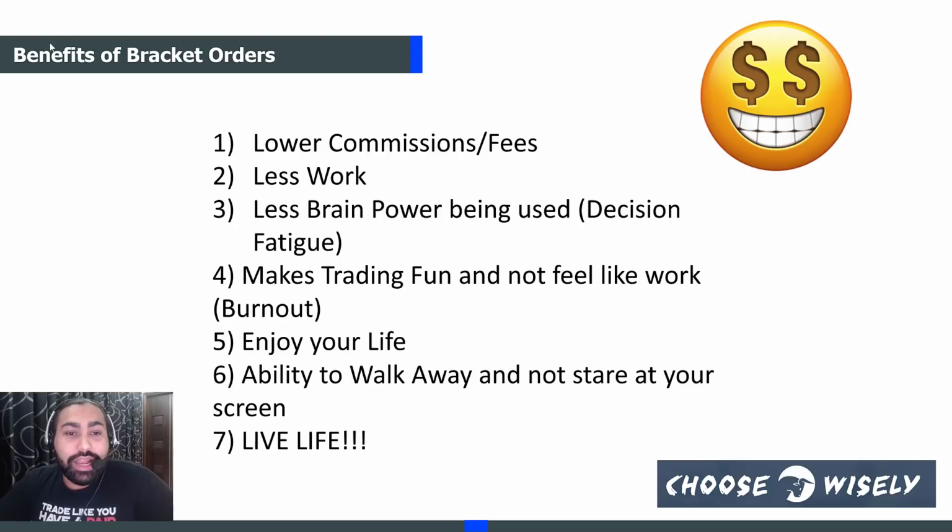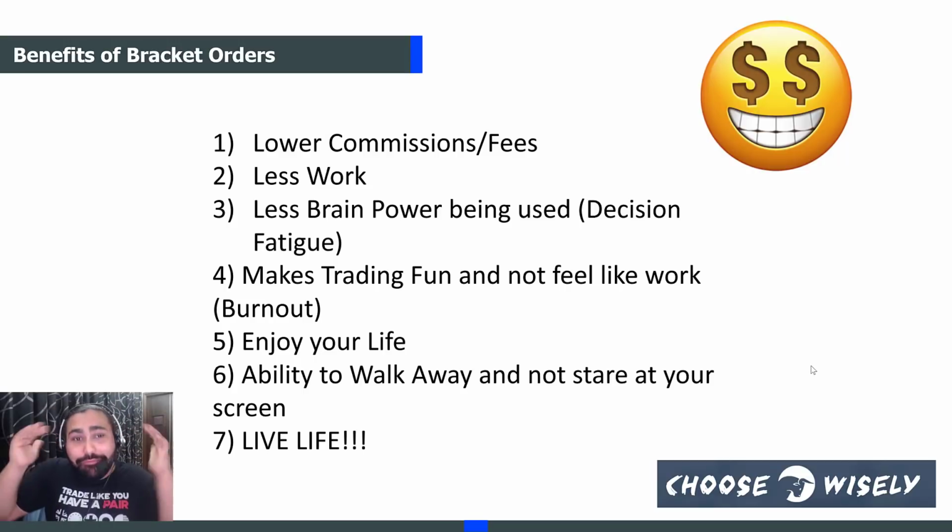Another thing is that less brain power is being used, because research has shown that every 20 minutes or so, the human brain starts retaining less and less information. You also get something known as decision fatigue. Decision fatigue basically occurs when you're making all these decisions throughout the day, right? Getting in, getting out. Should I raise my stop? Should I do this? Oh, this doesn't look good. Market's doing this, my stock's doing that, sector's doing this. Oh my God, this candlestick's coming. Oh my God, that's a bad volume, right?